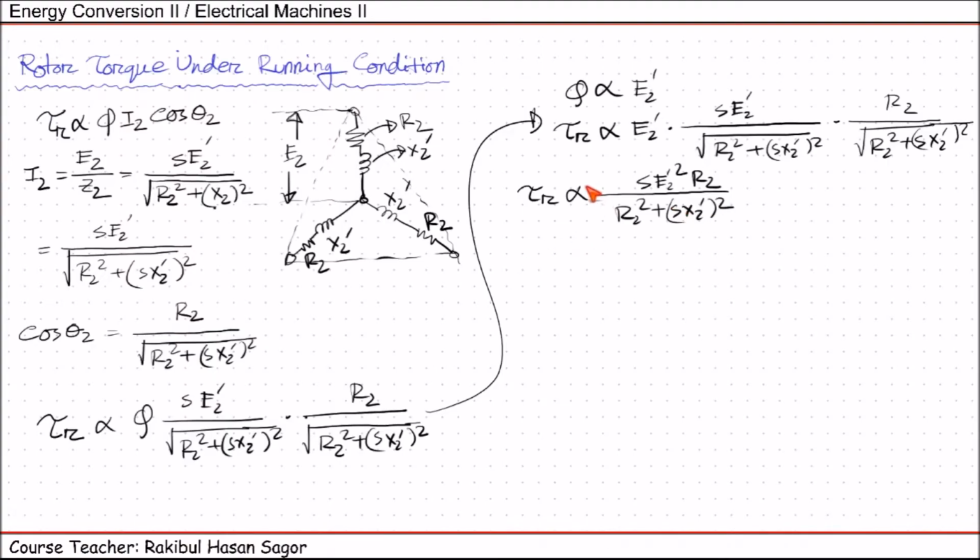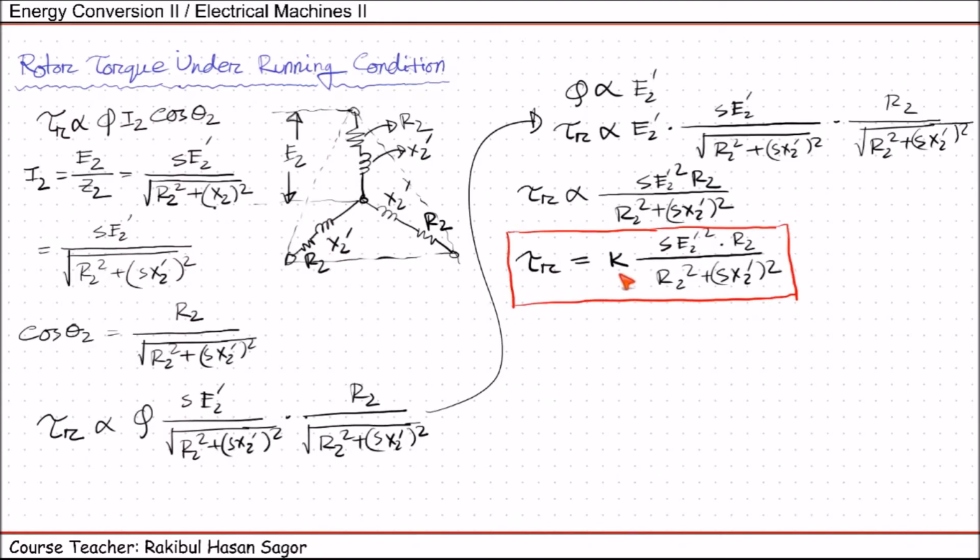If we equate them by putting a constant here, so our torque under running condition is equal to K into S into E2 prime square into R2 divided by R2 square plus S X2 prime whole square. So this is the torque equation under running condition. Here K is constant. The value of K can be proved to be equal to 3 by twice pi ns, which will be shown later.